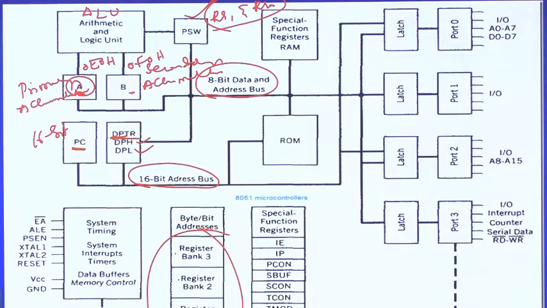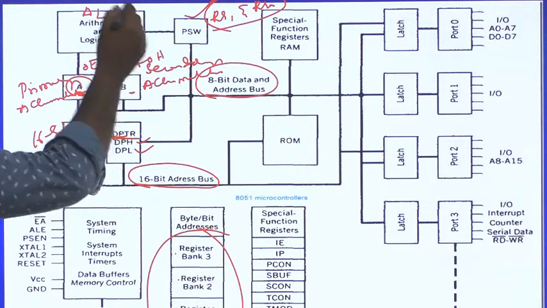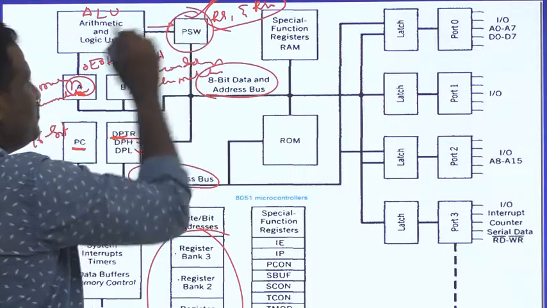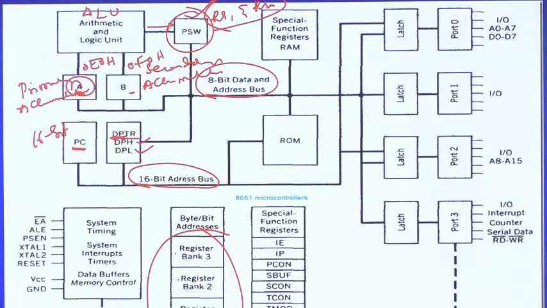So here the important thing is that this PSW gets the information from the ALU. That means after execution of an operation by the ALU, it will produce the results. The results go to the accumulator and result conditions go to PSW. Result conditions like carry, or occurrence of overflow, or occurrence of parity, or occurrence of auxiliary carry. All these things are present here.